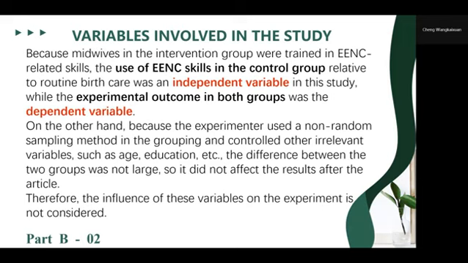On the other hand, because the experimenter used a non-random sampling method in the grouping and controlled over irrelevant variables, such as age and education, the difference between the two groups was not large, so it did not affect the results of the article. Therefore, the influence of the variables on the experiment is not considered.